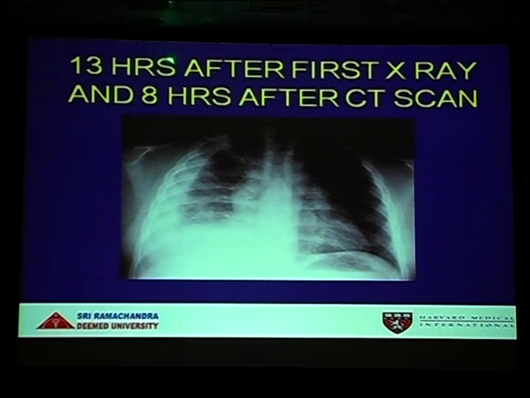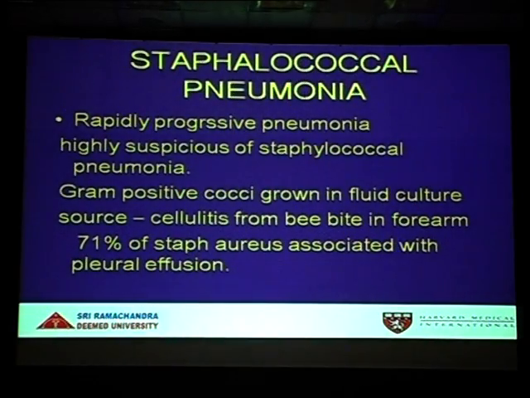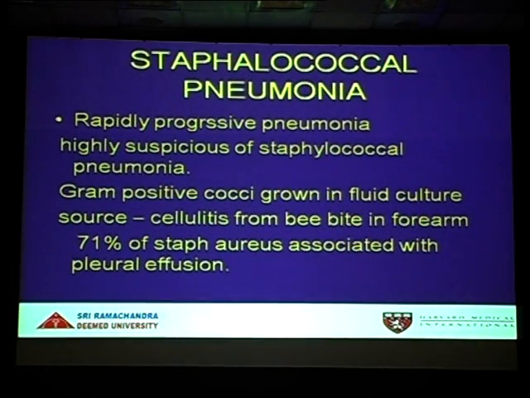Chest X-ray is showing there is a pleural effusion. You see this is a pleural effusion and there is a consolidation, right basal consolidation. Left lung appears normal, domes of the diaphragm and the CPA angle is normal. So when it is like this, you suspect staphylococcal pneumonia. Rapidly progressing pneumonia, high suspicion of staphylococcal, and culture showed gram-positive, and cellulitis from a bee bite in the forearm resulted in a pleural effusion and a progressive staphylococcal pneumonia.